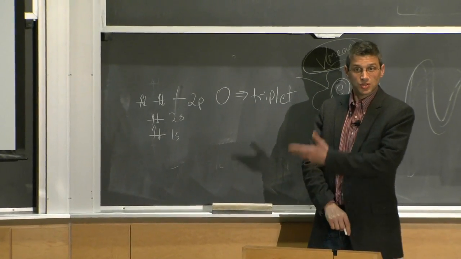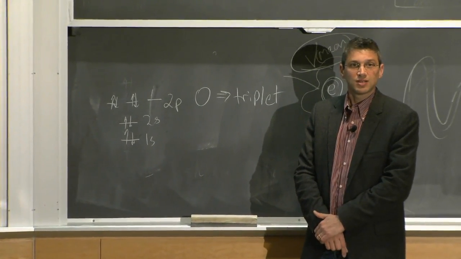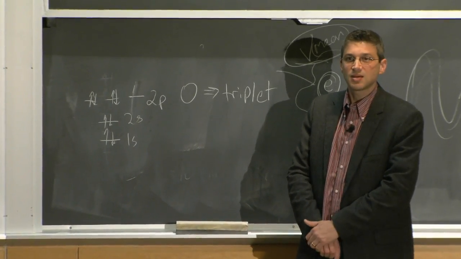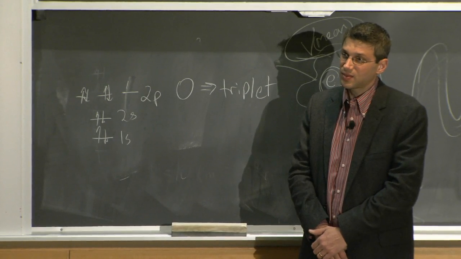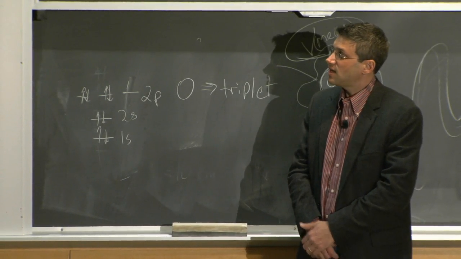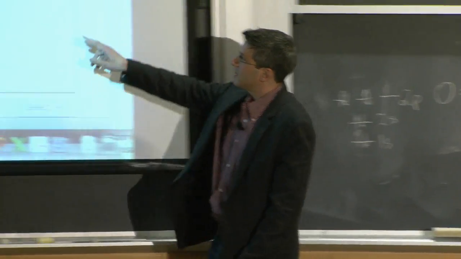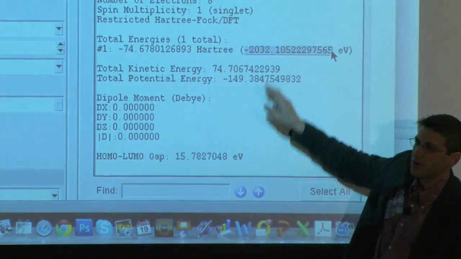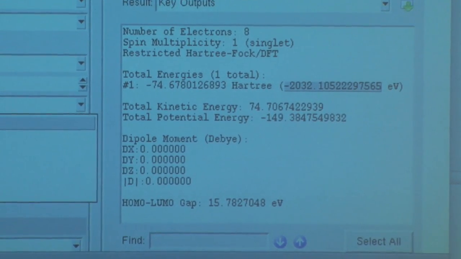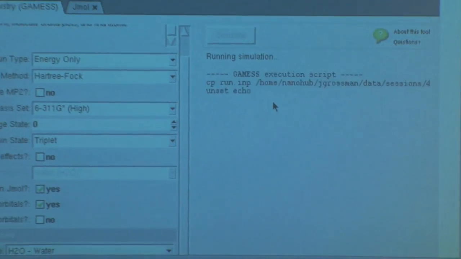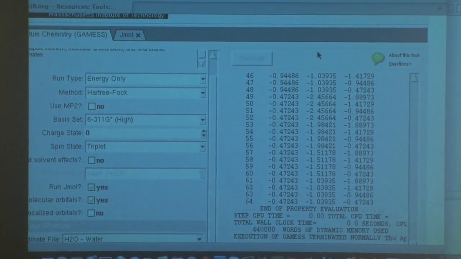Did it get an answer? Sure. Is it oxygen? Well, yes, in some very strange excited state of oxygen. But that's not the right state of oxygen. And in fact, you can tell because remember this energy, 2032.1? And now let's give it the right spin state. Let's make it a triplet, which we know oxygen is. And let's see what the energy is.